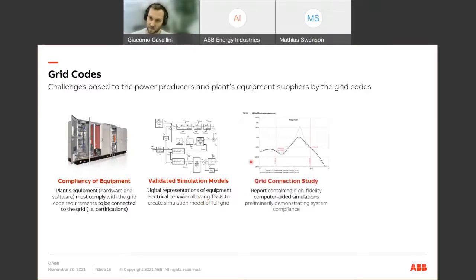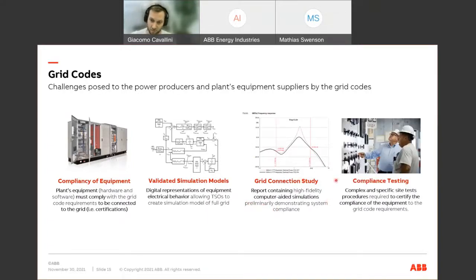At the same time, in certain markets, not all, network operators require from the power plants the so-called grid connection study. It is a simulation study report, a big one, depending on the requirements, which demonstrates that the system connected to the grid complies with the grid code, but from a simulation perspective. So everything is based on simulation models as well. This is required by the transmission operators from the power plants, and it can go down to the OEMs, the suppliers of the equipment.